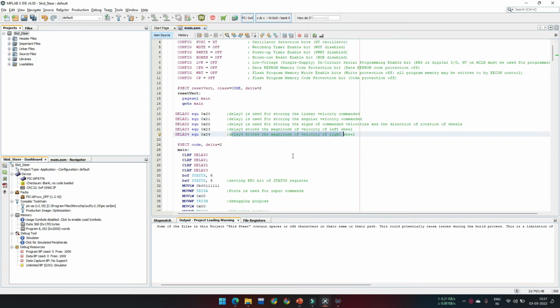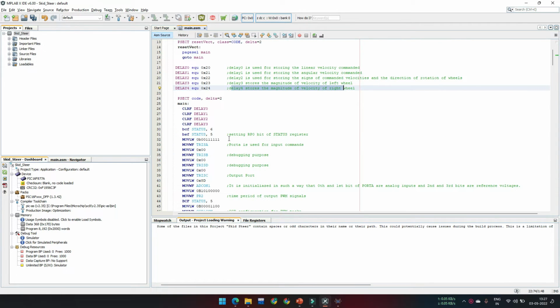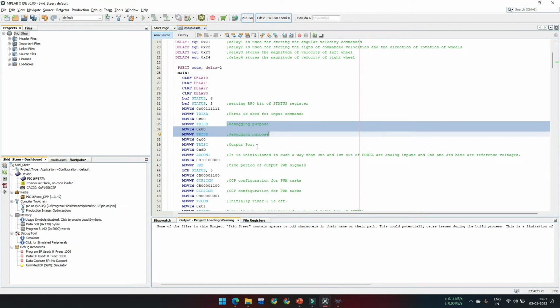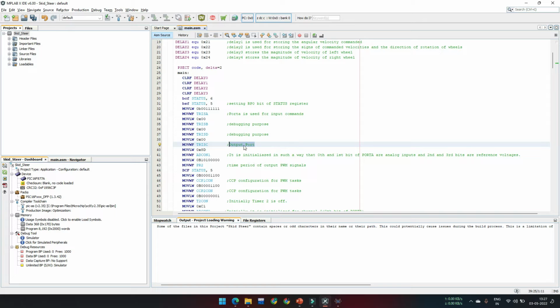right wheel. So initially we are setting port A as input, and port B and port D are used for debugging purposes only. Port C is the output port, which also constitutes 2 CCP pins for PWM generation, and ADCON1 is initialized in such a way that the 0th and 1st bit of port A are analog inputs, and the 2nd and 3rd bit of port A are used as reference voltages.